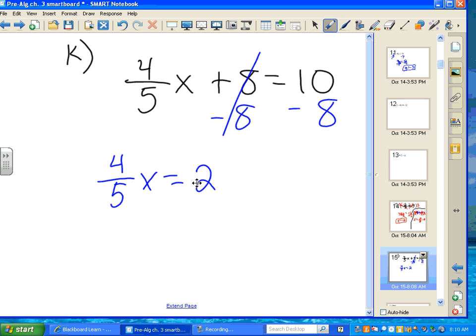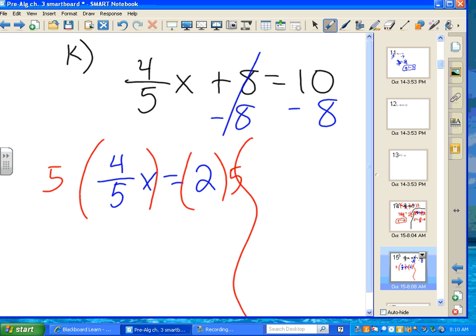Charles, what's the first thing? Good. So multiply both sides by 5. So to do it in 2 steps, multiply both sides by 5. This cancels. You're left with 4x equals 10. Sean, how do we get rid of the 4? Good. Divide by 4. Good job.